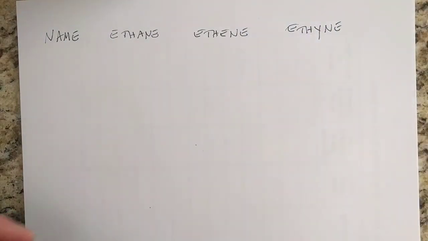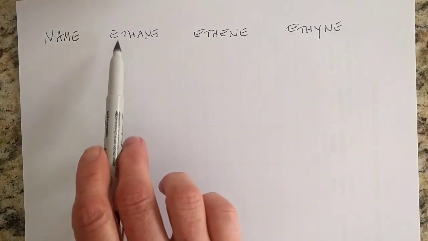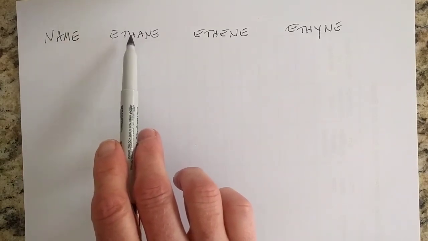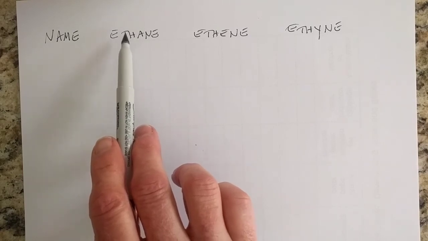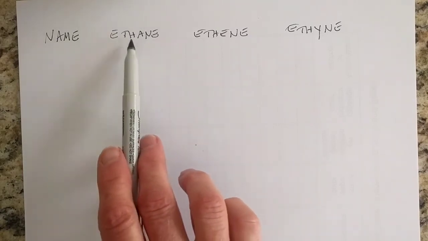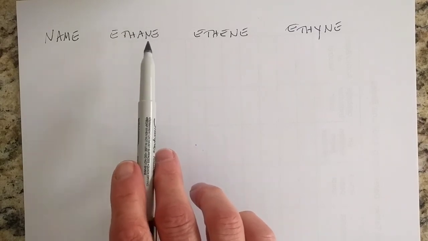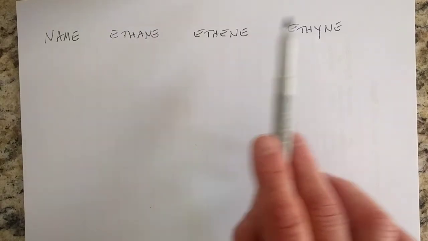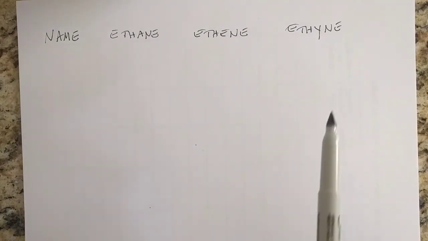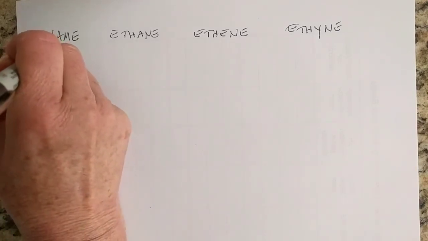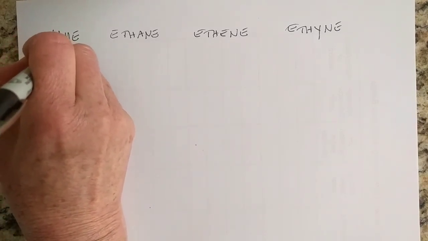So they are 3 different compounds containing carbon. When we see this prefix "eth," this means there are 2 carbons. "Ane" means all single bonds, and these compounds are hydrocarbons. They only have carbon and hydrogen in them. So we're going to take a look at the Lewis structure for each one of these.